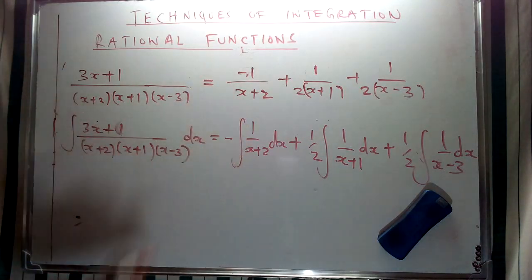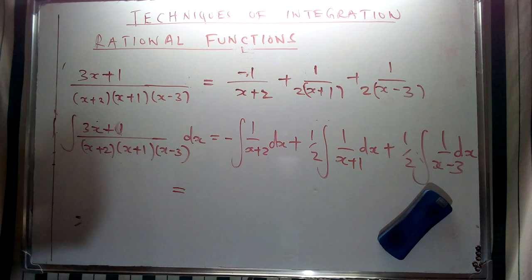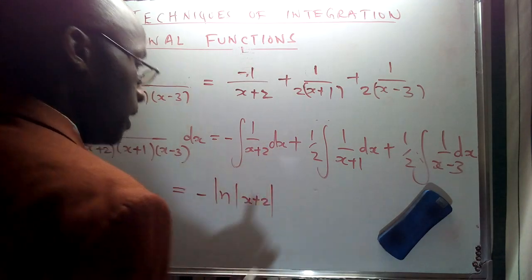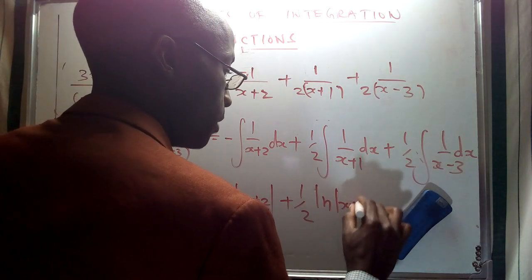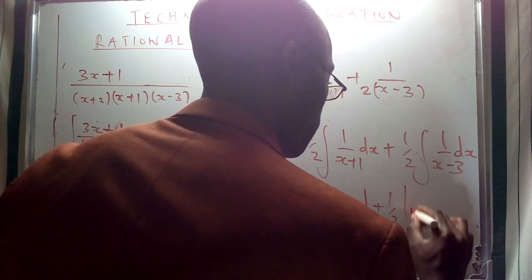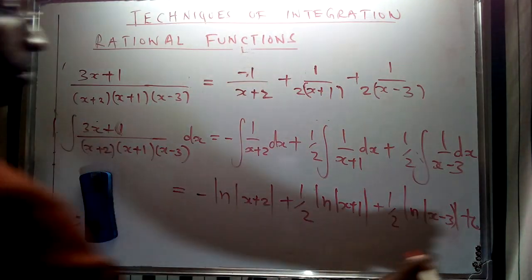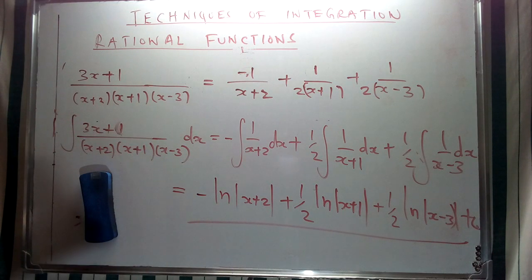So this is going to translate into this if we produce the integral part of that. From our basic formula that we have been using for the integral of this specific logarithmic function, we're going to have negative the natural log of x plus 2, plus a half the natural log of x plus 1, and then plus a half the natural log of x minus 3, and then plus c, given as such. This is how we obtain the integral of rational functions in this specific case, and this is the procedure.